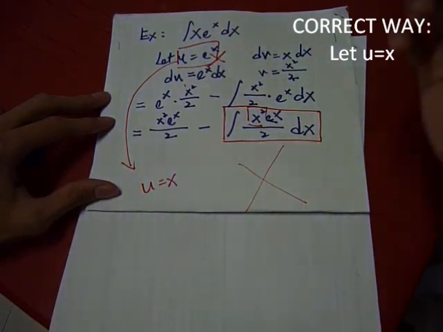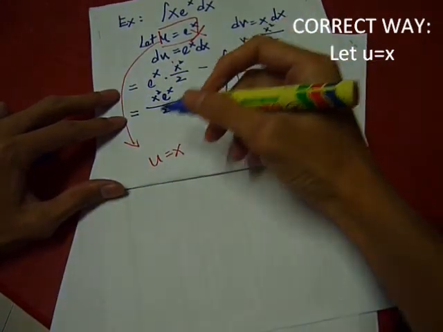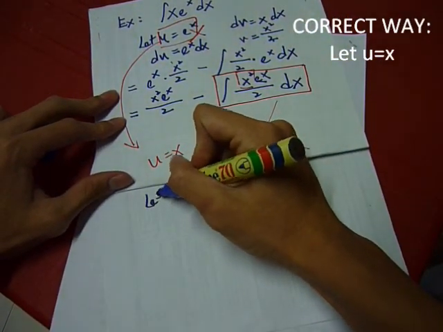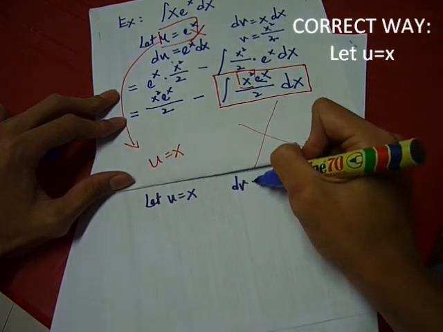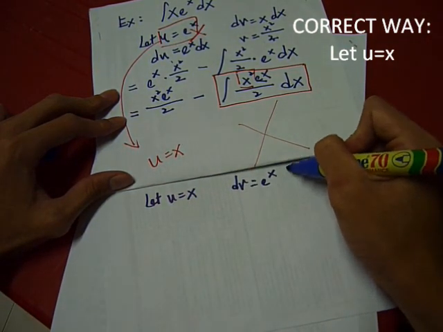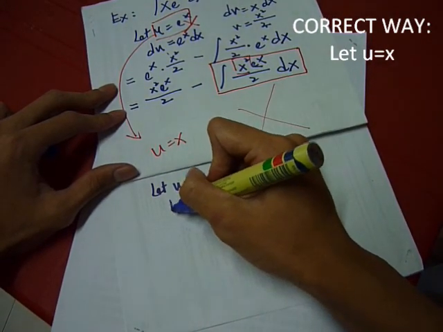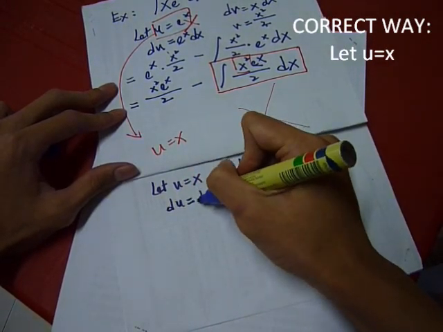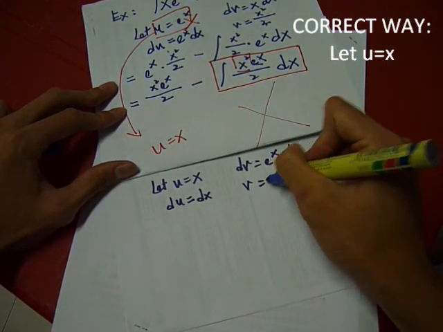Okay, now let us try to let u equal x. Let u equal x, dv equal e^x dx. When we differentiate u, du equals dx. When we integrate dv, v equals e^x.